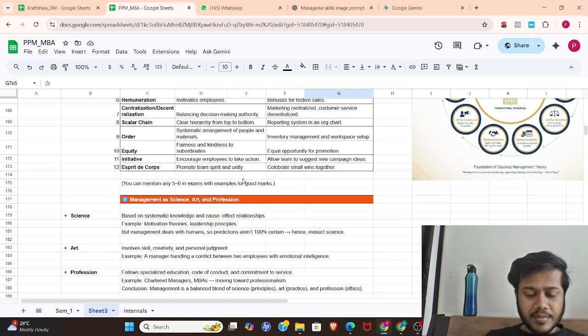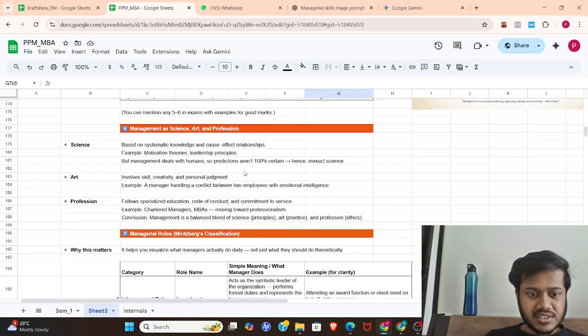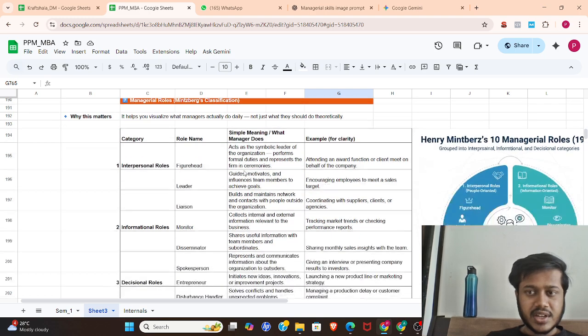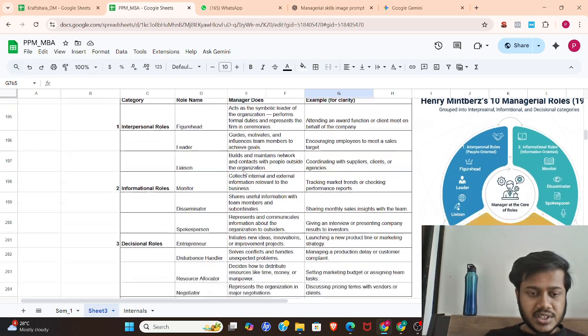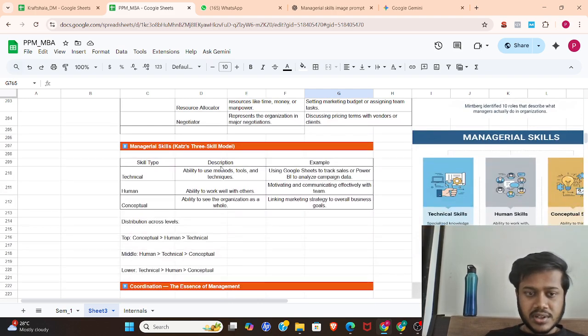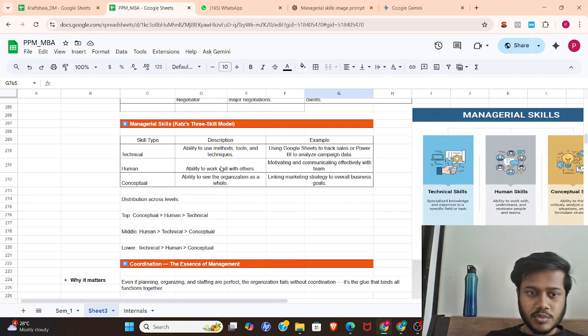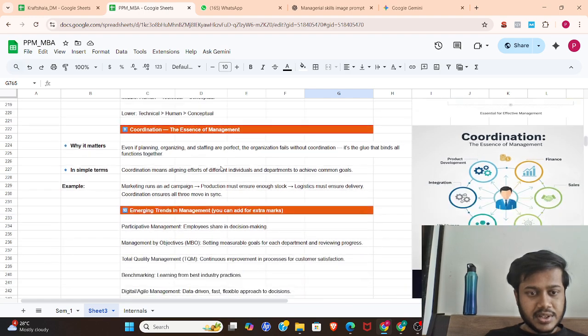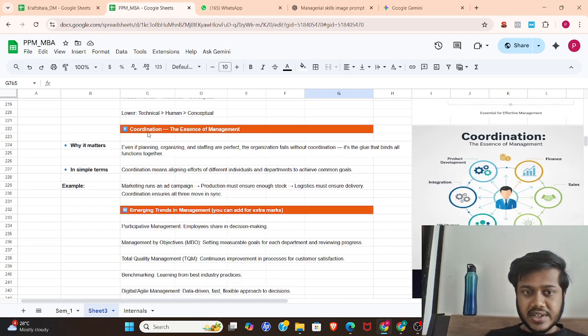Then why management is called a science, art and profession in topic 6. Then in topic 7 we talk about managerial roles, like interpersonal, informational, and decisional. And managerial skills like technical, human, and conceptual skills, and how they are performed at different levels of management.